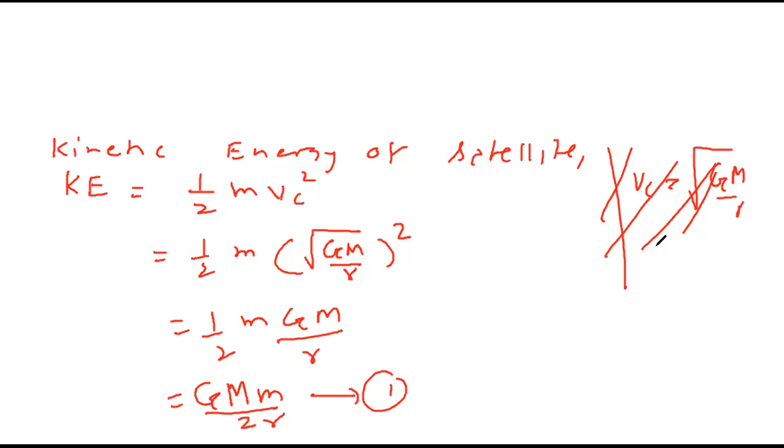Done till this? So kinetic energy of satellite is GMm upon 2R.